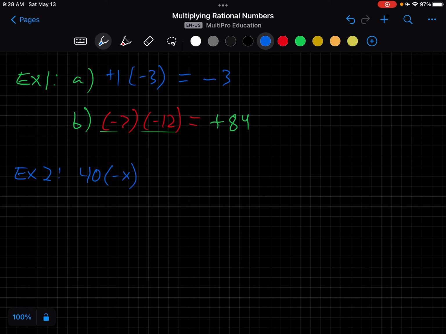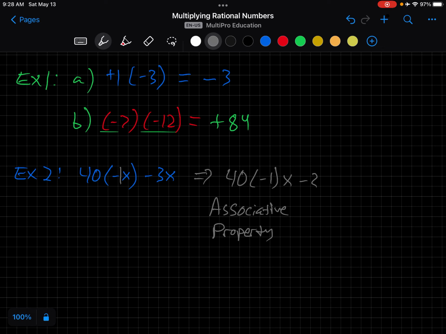All right, let's say that we have 40 times minus x minus 3x. All right. So we're going to practice something that we did previously called the associative property. Do you remember this? The associative property. So we're going to say that 40, and we're going to break out the numbers in here, which is a 1, times minus 1 times x. Okay, and then we're going to do minus 3x. Right? With the associative property, we want to get all the x's next to each other.